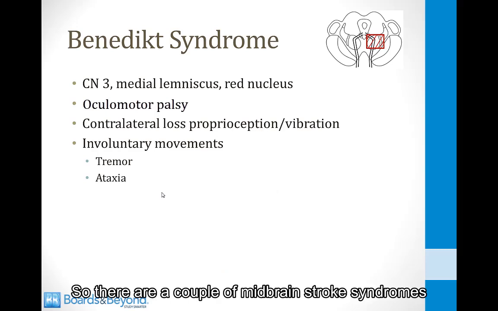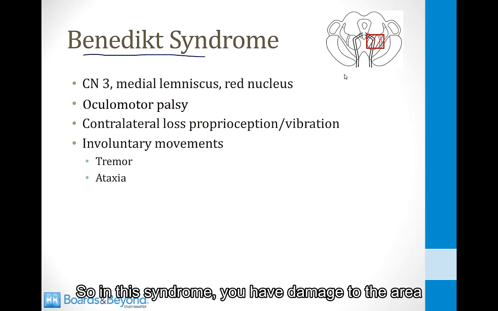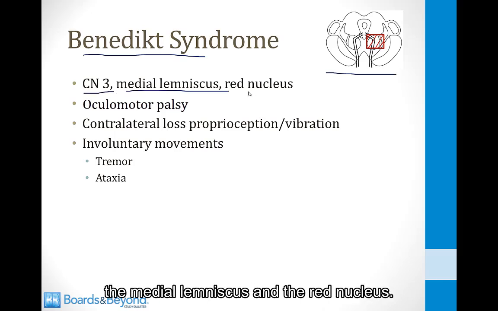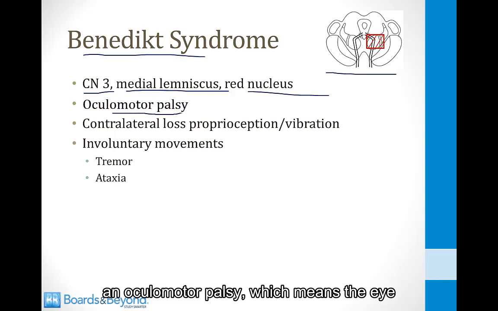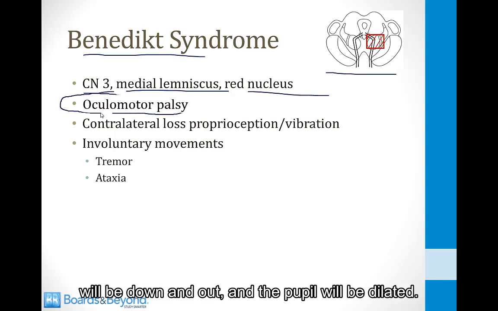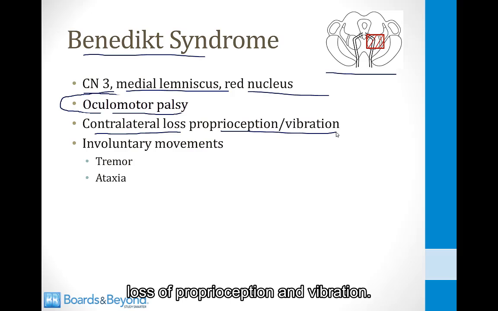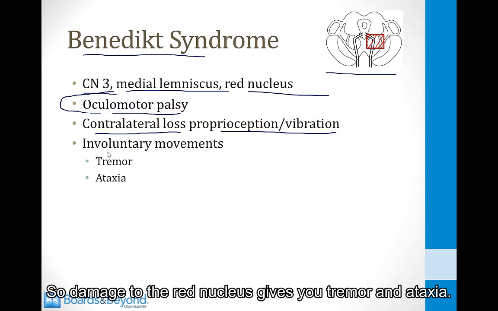So there are a couple of midbrain stroke syndromes that you should know, and the first one is called Benedict syndrome. In this syndrome, you have damage to the area I've highlighted over here in this drawing, and basically you lose cranial nerve 3, the medial lemniscus, and the red nucleus. So the loss of cranial nerve 3 gives you an oculomotor palsy, which means the eye will be down and out, and the pupil will be dilated. Loss of the medial lemniscus gives you contralateral loss of proprioception and vibration. And then remember I said the red nucleus is involved in fine-tuning of movement, so damage to the red nucleus gives you tremor and ataxia.